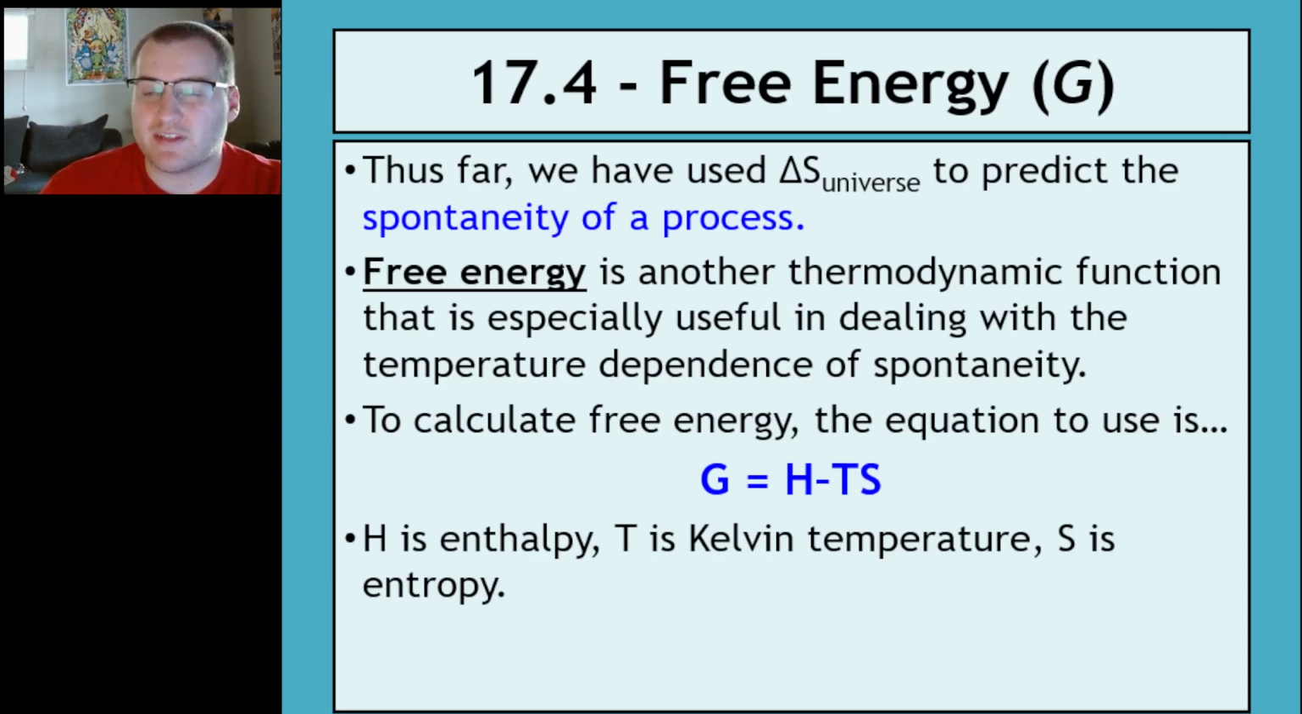Thus far, we've used the entropy of the universe to predict the spontaneity of a process. That's a way you can do it. It's kind of archaic. This equation below is the one we're going to use to predict if something is spontaneous or not. It takes into consideration things like how the entropy relates to temperature. And the overall idea is called free energy, also called Gibbs free energy. That's why it has a G as its symbol, which helps it make more sense.